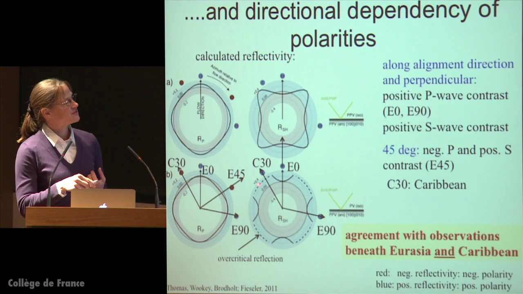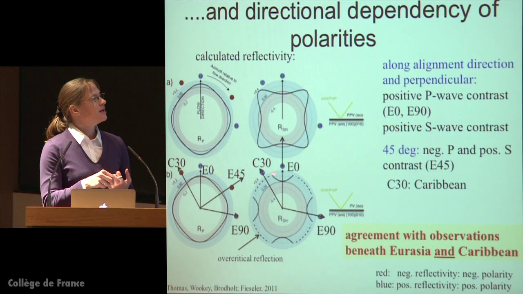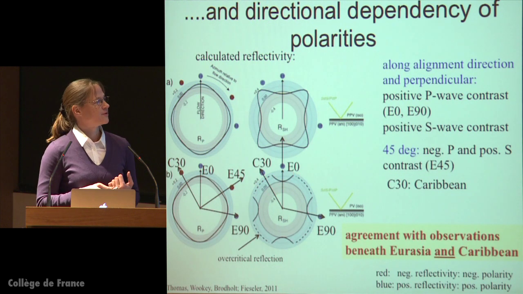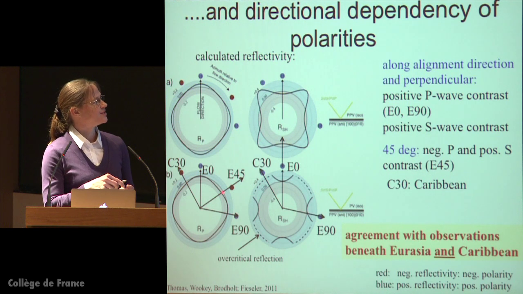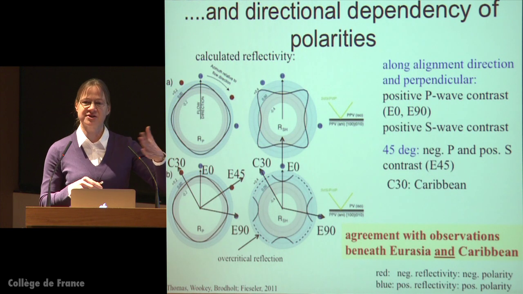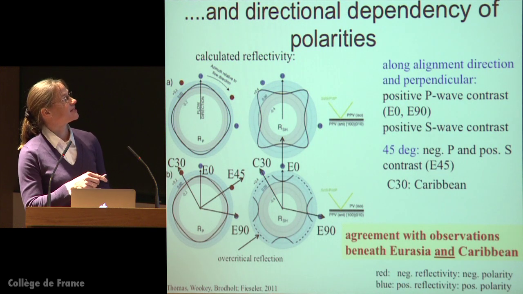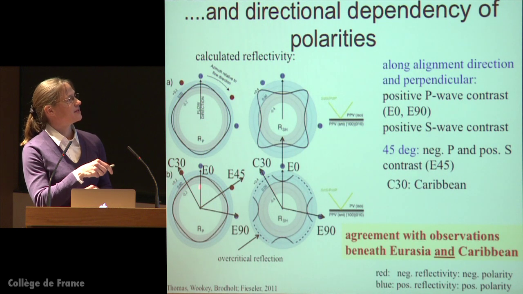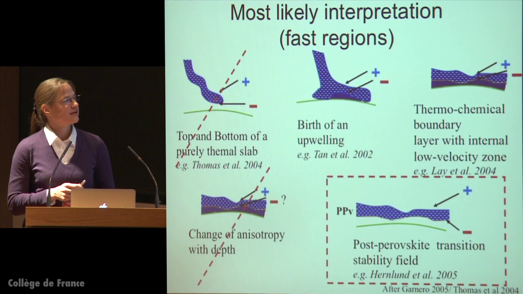And for the S waves, if you look at this case, these dashed lines, that's the overcritical reflection, so you get really strong amplitudes. You see positive reflections in all directions, which is actually what we're seeing. You can also see that the amplitude seems to change depending on the direction that you're looking at with respect to the slab flow direction. I should have said this, the direction of the slab is considered to be in this direction.